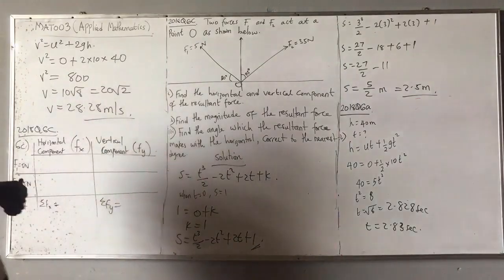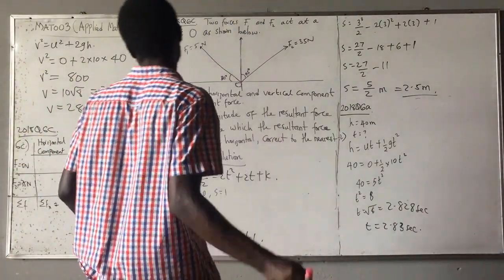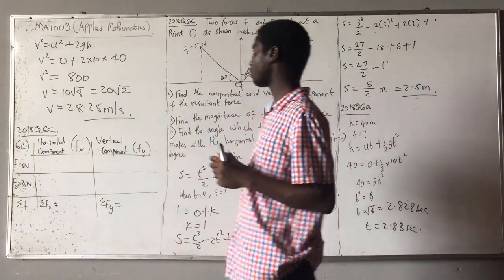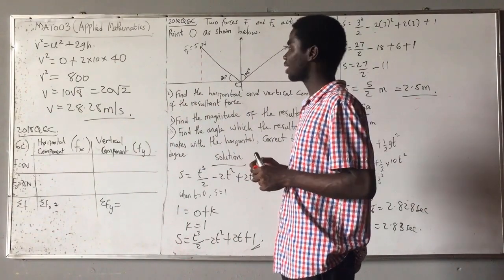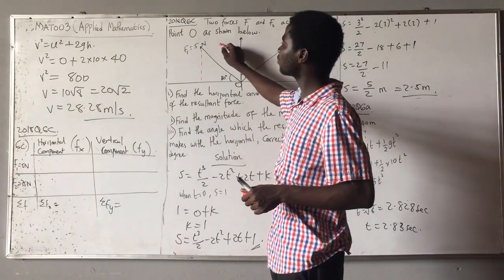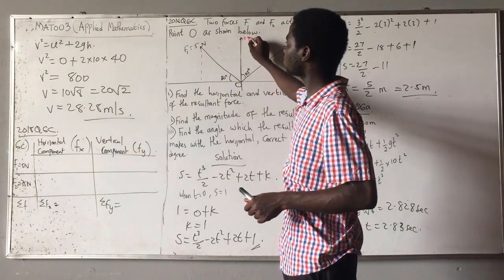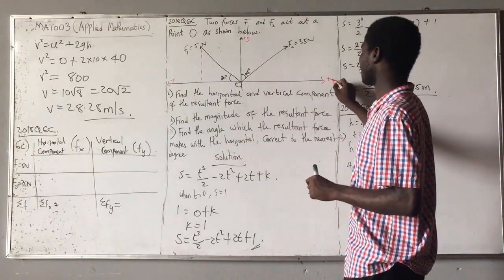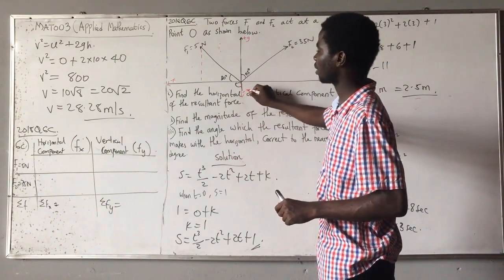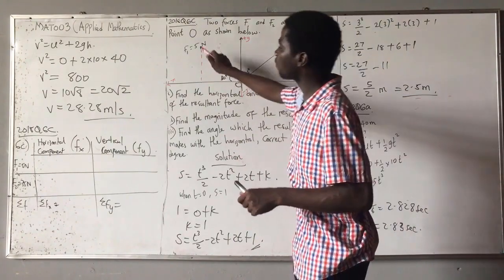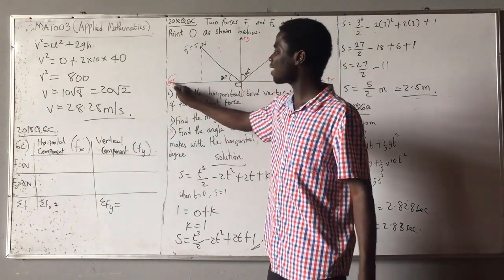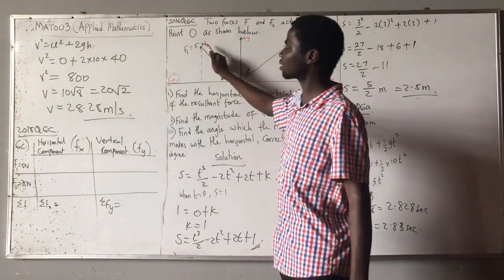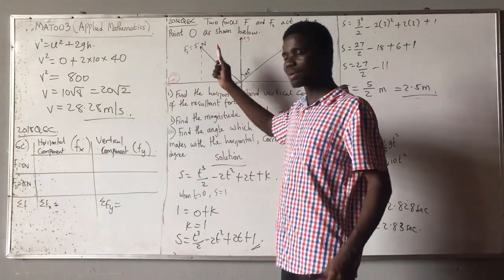Now for F1, where does F1 fall? The first thing you need to note is where F1 falls. F1 falls at this place. Now, this is positive y-axis, isn't it? This is negative x-axis. Do you understand? This is positive x-axis. F1 falls at the negative x-axis. That means the horizontal component will be negative. It falls at the positive y-axis. The vertical component will be positive.